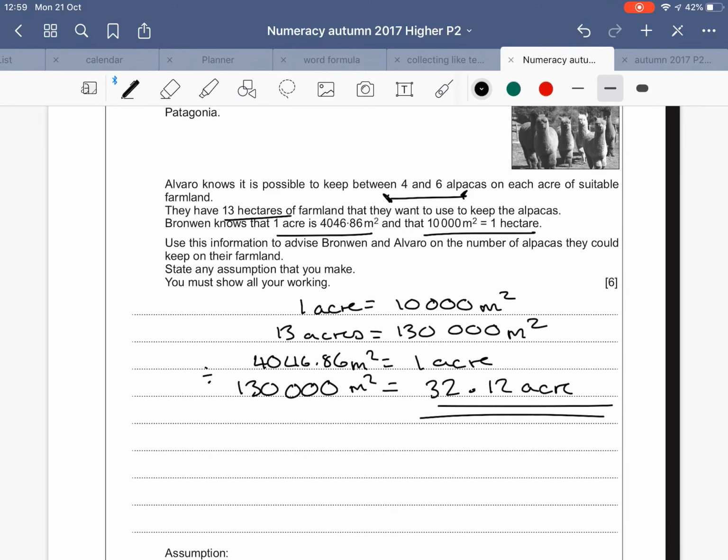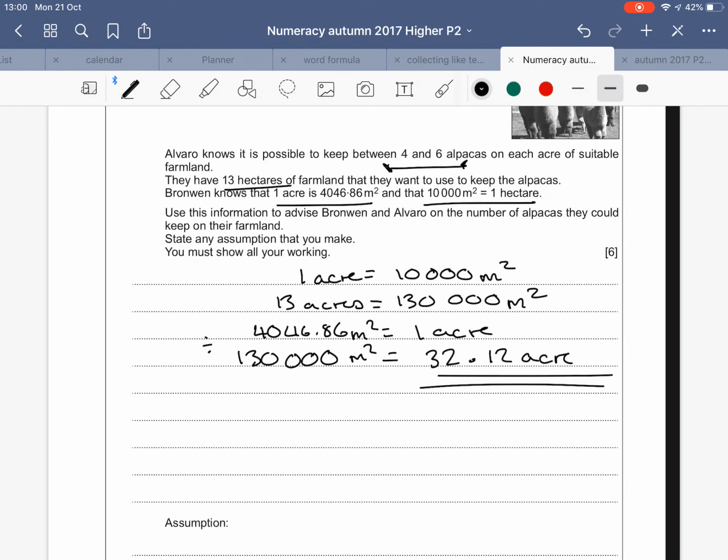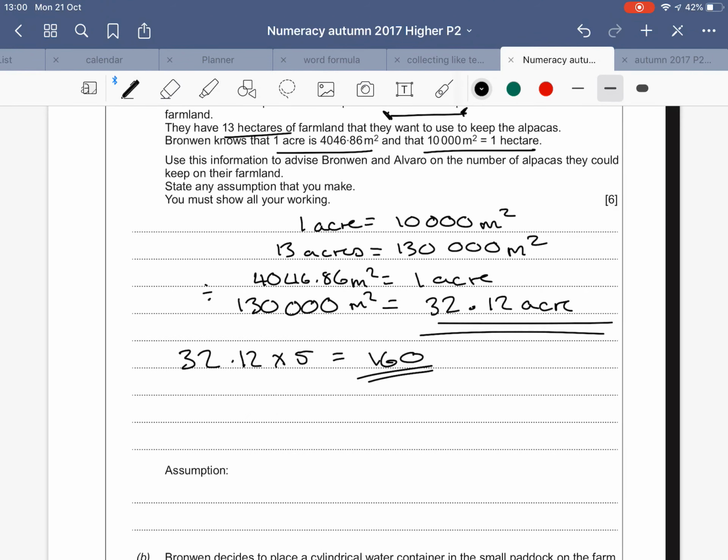They can keep between 4 and 6. So for example, if on average there's 5 on each one, then that would be 160 alpacas. But your assumption is that there's 5 on each acre, or if you used 4, or if you used 6. I think the mark scheme said anything between 128 and 195 is acceptable.